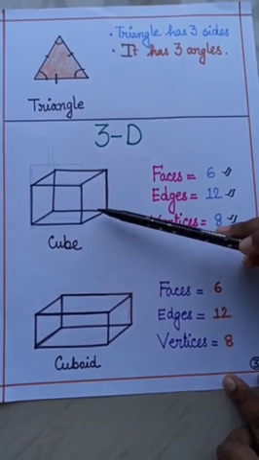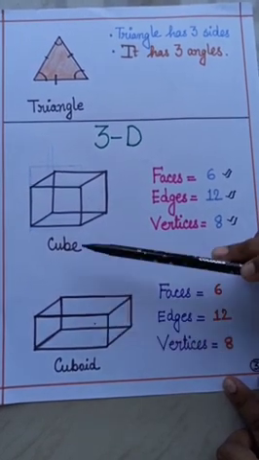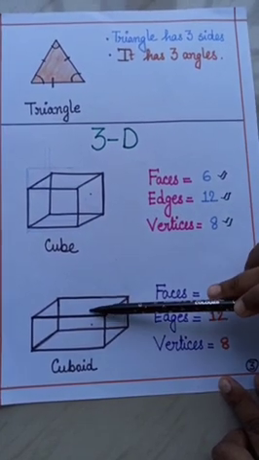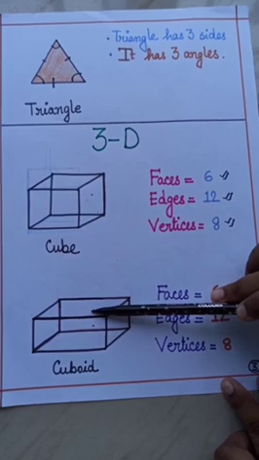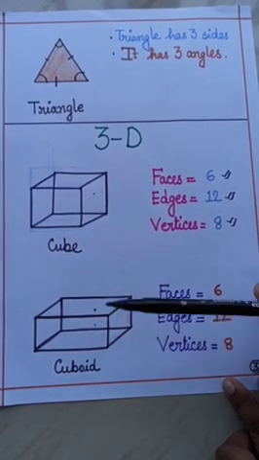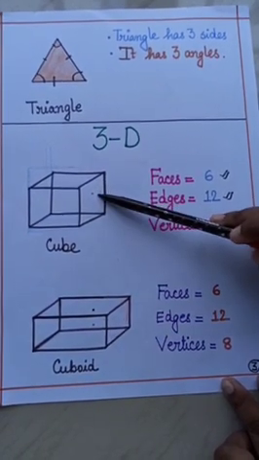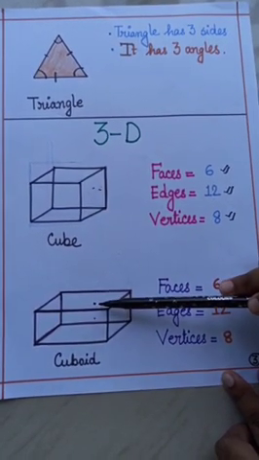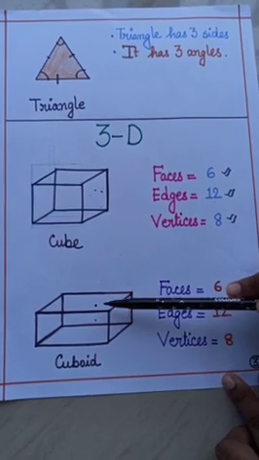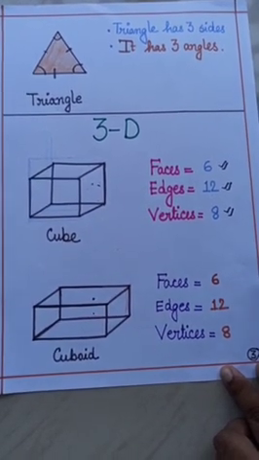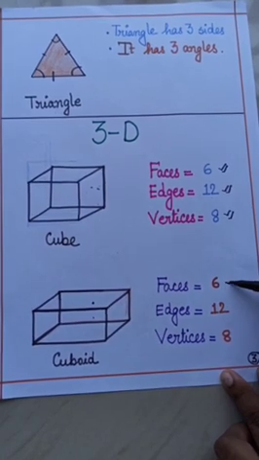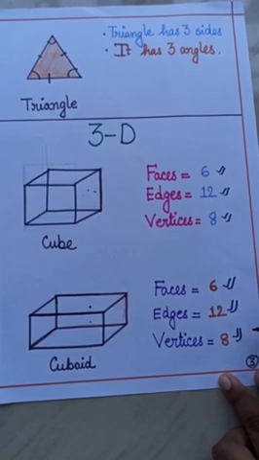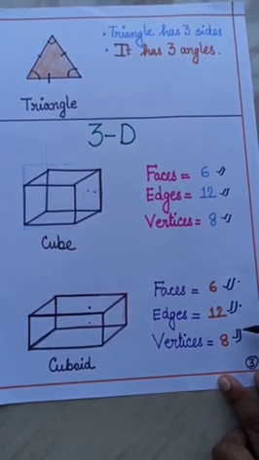The basic difference between cube and cuboid is that a cube is a 3D shape of a square and a cuboid is a 3D shape of a rectangle. I'm telling one more time, a cube is a 3D shape of a square and a cuboid is a 3D shape of a rectangle. So similarly like a cube, a cuboid also has 6 faces, 12 edges and 8 vertices.